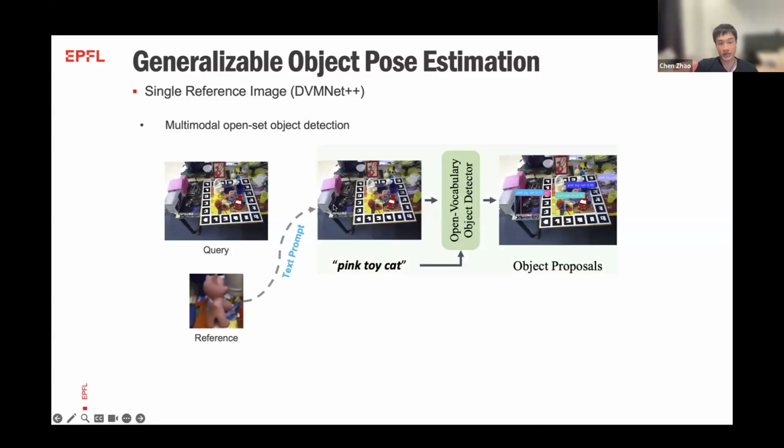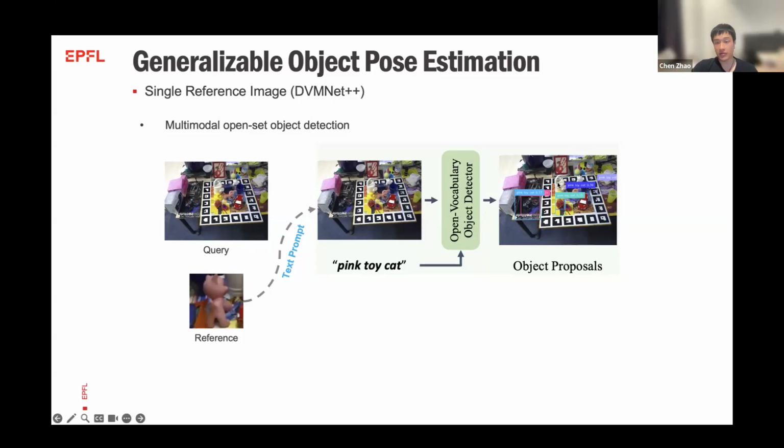So first, I generate some text prompt based on the reference image we have. For example, here I use pink toy cat as the prompt. And after that, I feed the prompt with the query to an open vocabulary object detector that gives us some object proposals. But you can see here, the resulting proposals are actually quite noisy.